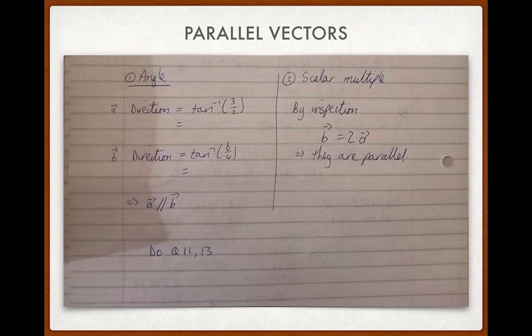degrees. And then for the direction of B, it is the inverse tan of 6 over 4, and sure, 6 over 4 is an equivalent fraction to 3 over 2. So you get the same angle. As a result then you can say that vector A is parallel to vector B. Okay, pause the video, do 11 and 13 from that handout, and I'm going to keep going.